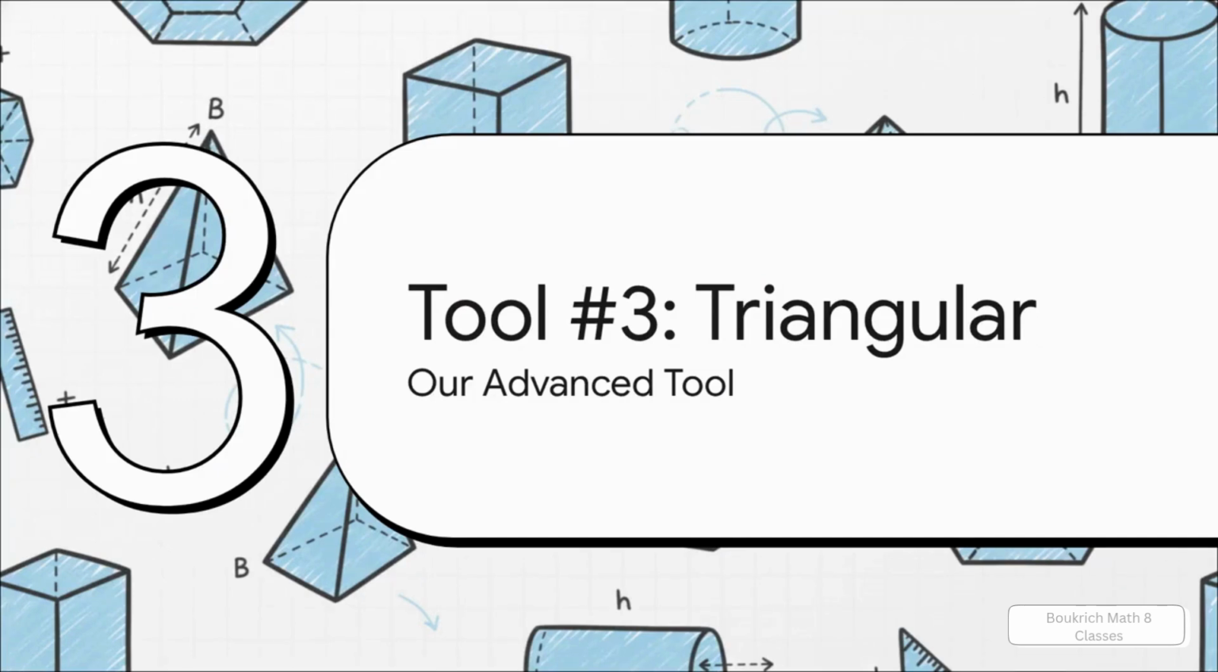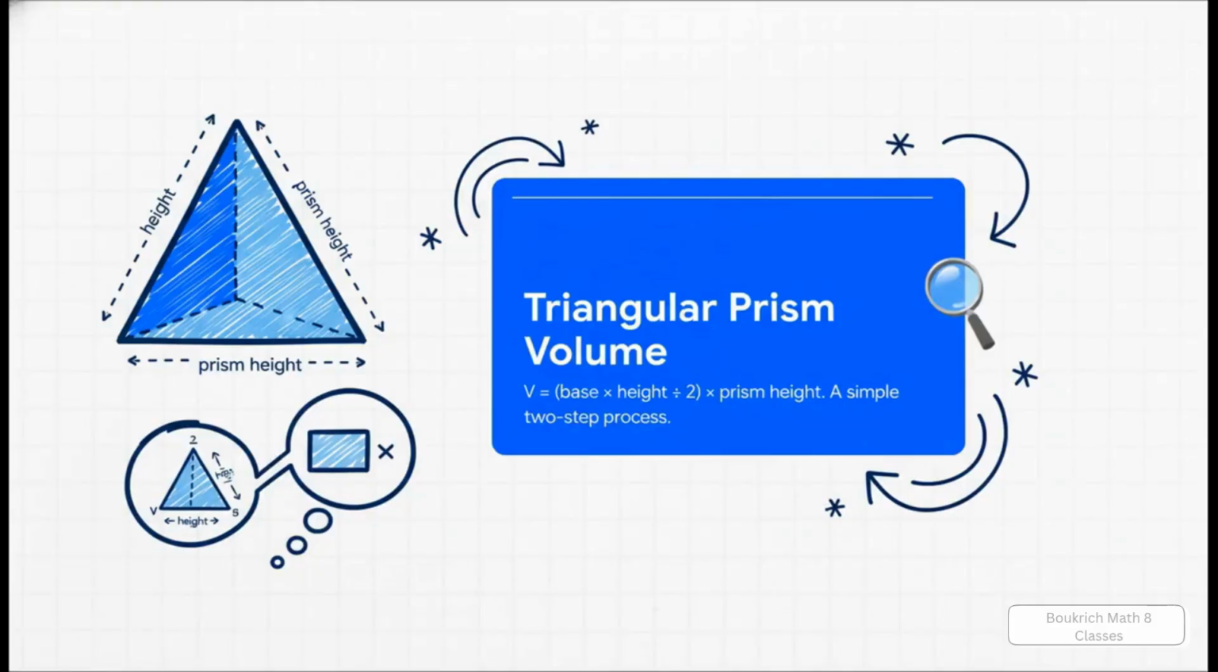All right, it's time to pull out our advanced tool. This one is for tackling triangular prisms. Now, I know the formula might look a little intimidating at first glance, but don't worry. It's really just a simple two-step process. I promise. The formula itself kind of gives away the two-step process. First, you calculate the area of that flat triangular face. You use base times height divided by 2.